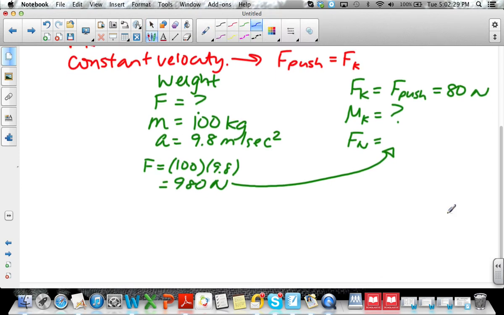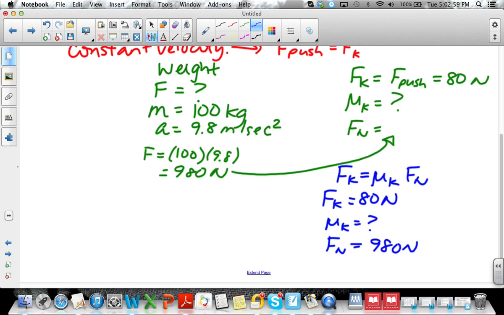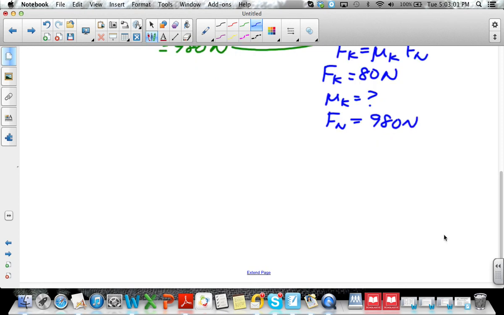So Fk, I'm going to plug it into my formula. Let me write my formula down again just so I've got it here. I can see what's going on. Okay, so Fk, 80 newtons. Got that right there. Mu k is what I don't know. Normal force, we just figured that out, is 980. Okay, so now you can go ahead and plug all that stuff in. Oh darn, I need more space.